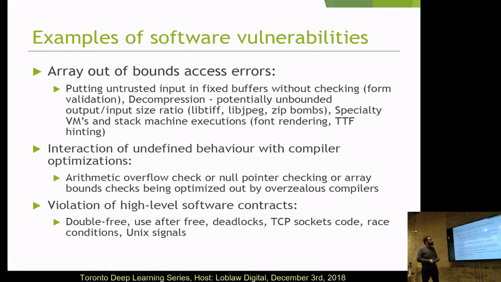Examples of software vulnerabilities that are very much aided and abetted by having languages such as C and C++: array out of bounds access errors. If you're dealing with untrusted user input, and this might be anything, it might be rendering a font. You never know. These days, you can download fonts for your websites, custom fonts that you can download or generate on demand and send over HTTP. So that is a surface of untrusted user input.